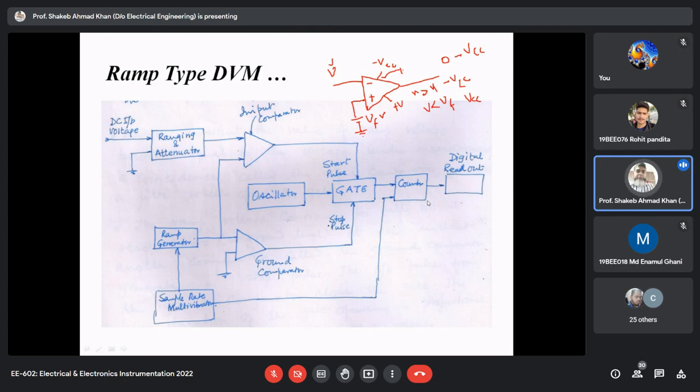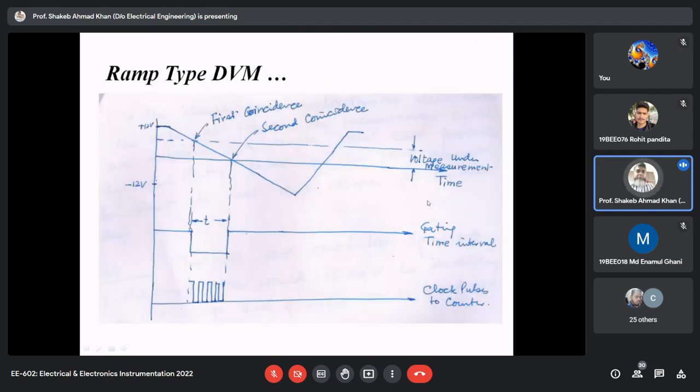Then how this setup is used for measurement of unknown voltage, I'll try to explain with the help of this wave diagram. So here, if you look, this is very interesting. I wish that all of you concentrate and try to understand. If you feel any difficulty in understanding any of the points, you can ask at that time, so it will be very easy for me to explain to you.